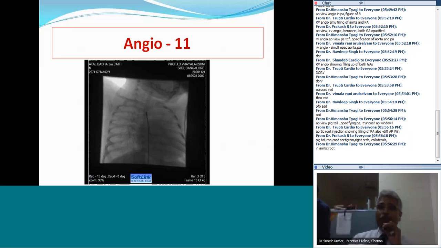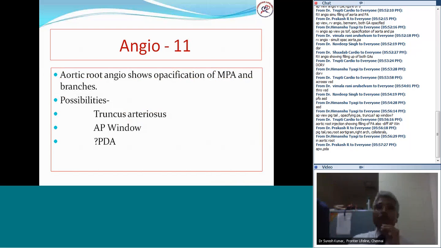Take a simple approach to it. You have seen the aortic root and that injection shows an opacification of the main pulmonary artery and the branches. What are the possibilities? It could well be truncus arteriosus. It could well be an AP window. Can it be a PDA? You must always look for the possibility of a PDA also, because if you are certain that aortic root injection has shown the PDA and the descending aorta, upper descending aorta or arch has not shown the PA, then you can exclude a PDA. But in a quick injection, if there is a large PDA, you may see the pulmonary artery opacification. But with an aortic root angio, truncus arteriosus and AP window will be the first possibilities.